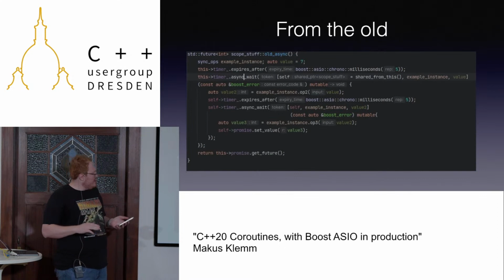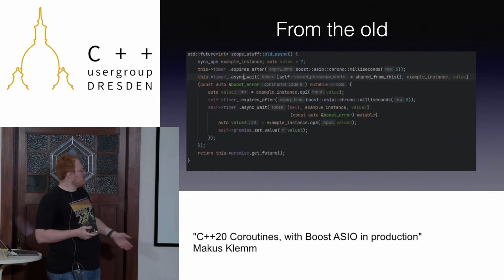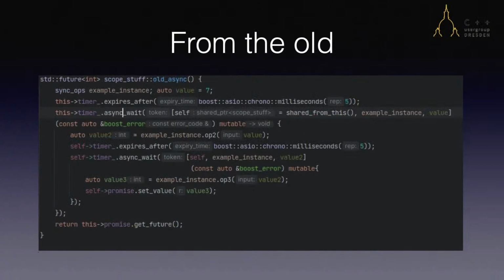So here you see the old way of doing things in Boost ASIO, with callbacks. We have a timer, and this timer will elapse after 5 milliseconds. So of course we give this timer a callback, and in this callback we call another callback because we want to do something else after that. And yeah, that's the old way. So a lot of lambdas, and all the problems are even left out.